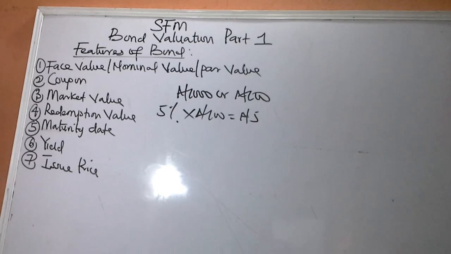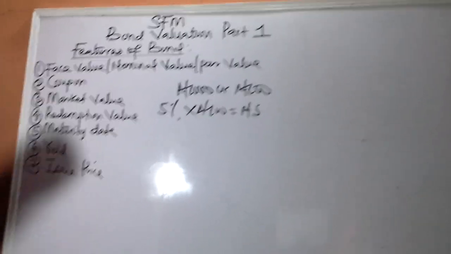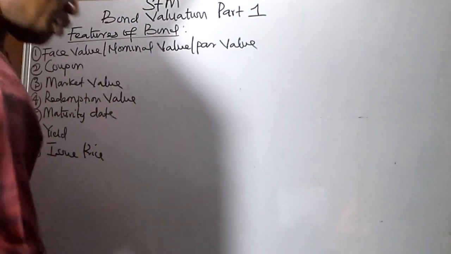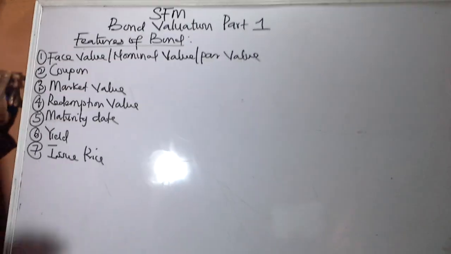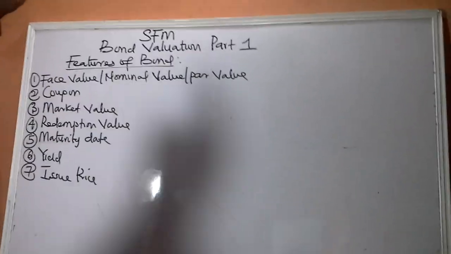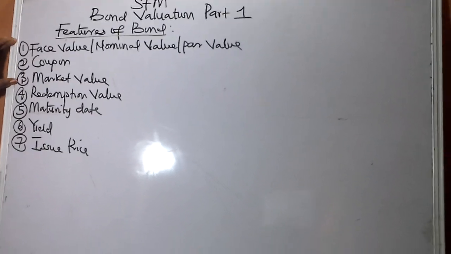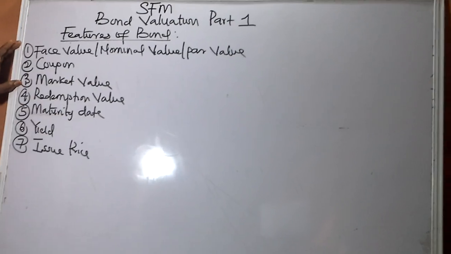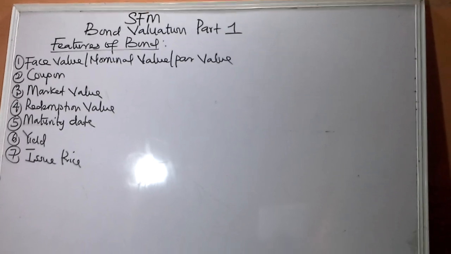Next is the market value. The market value is the price at which the bond is currently trading in the market. If I want to buy the bond in the market now, what is the value? That is the market value. Please, there is a difference between the face value and the market value, just like your ordinary shares, where you have the nominal price and the market price.